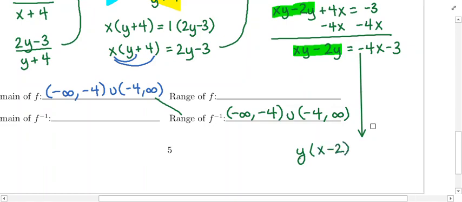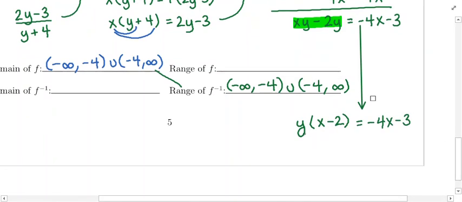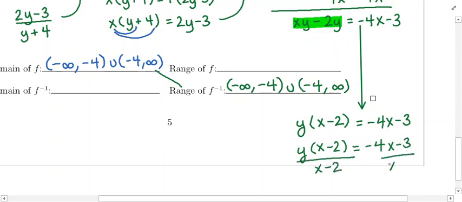And you can check yourself. If you distributed this, you would get x times y minus 2y. That's going to equal what I have on the right. And then to get y by itself, it's multiplied by this x minus 2 quantity, so the opposite is to divide it off. Let me write this again. I'm going to divide both sides by x minus 2.